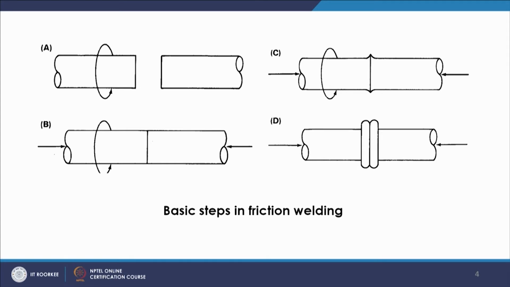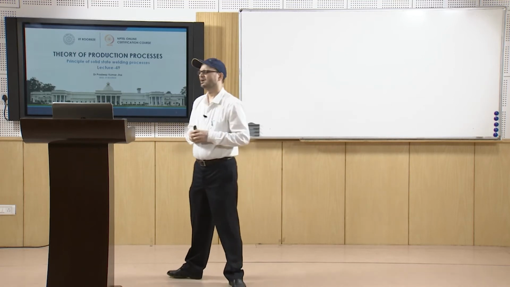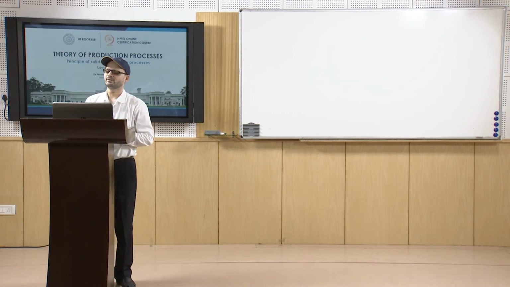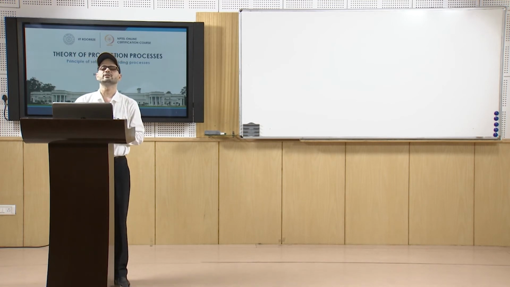Now, normally you try to weld cylindrical pieces like rods or tubes, and these can also be welded using this friction welding process. Now, let us see the different modes of this friction welding process. You can have the different modes in this way.